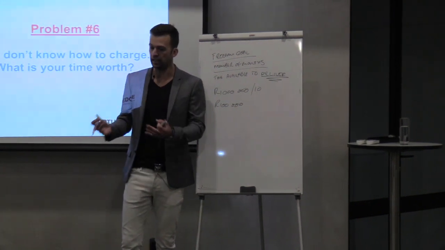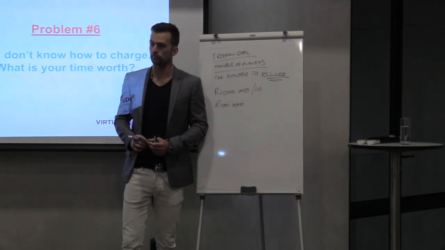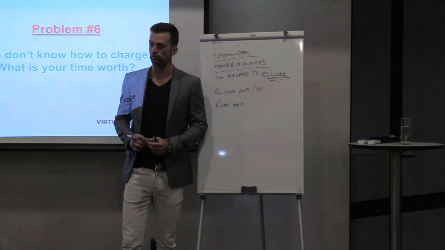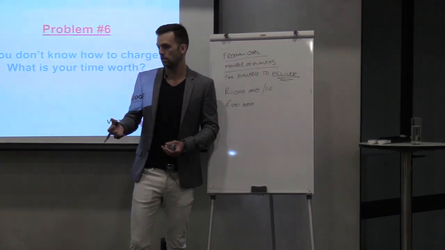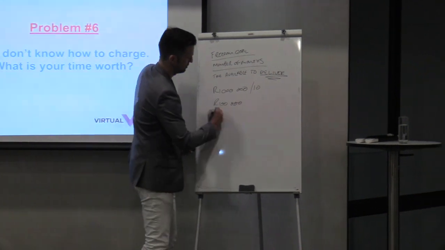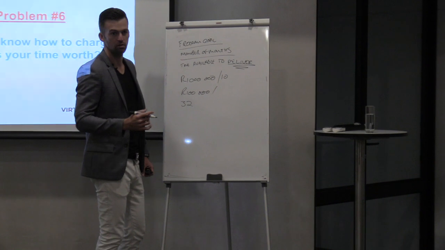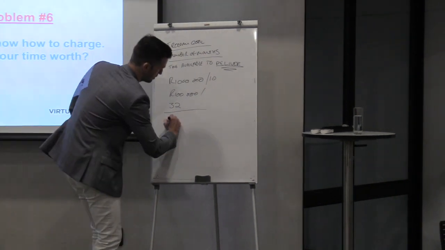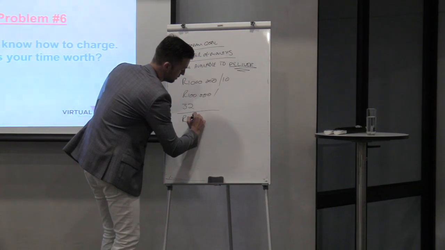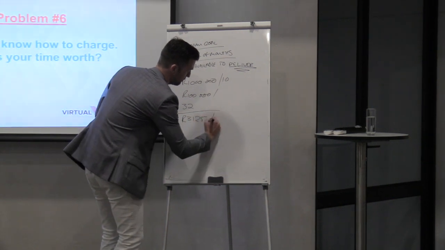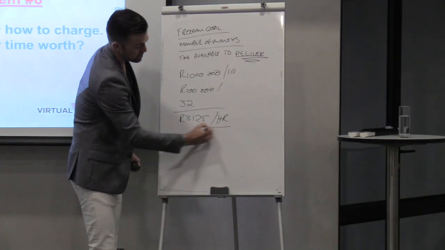How many can you realistically do in a day? I've done 5 in a day, but let's say 2 on average a day. On average 2 a day, 4 days a week, 32. Okay? So just work out 100,000 divided by 32. 3,125. That's what the company needs to be making per hour.